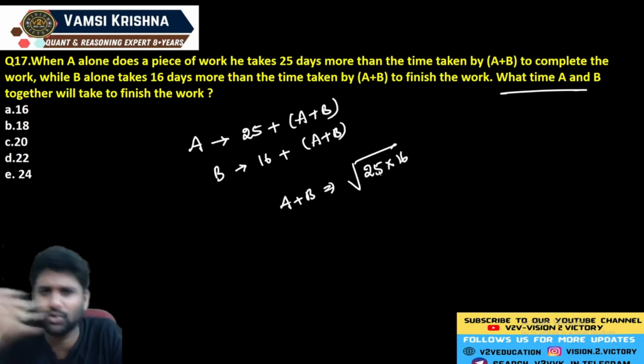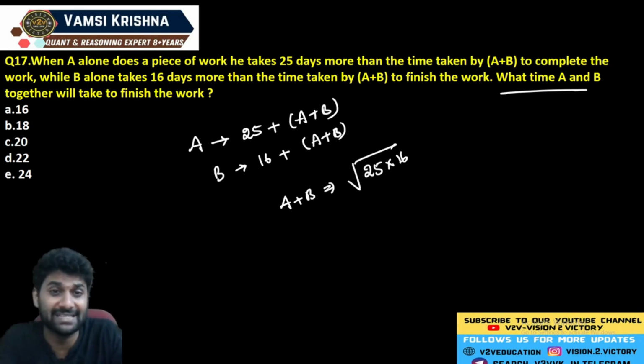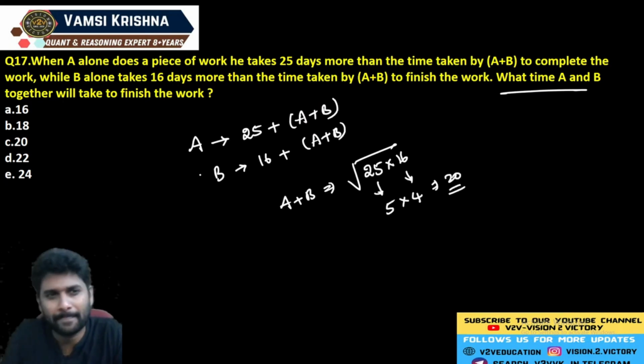If you want proof, guys, go through the concept, then you can understand the proof. If you go through the general method, it takes time. So the square roots of 25 and 16 are 5 and 4. So the answer is 20.